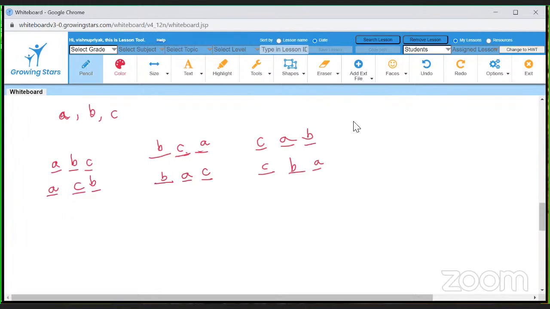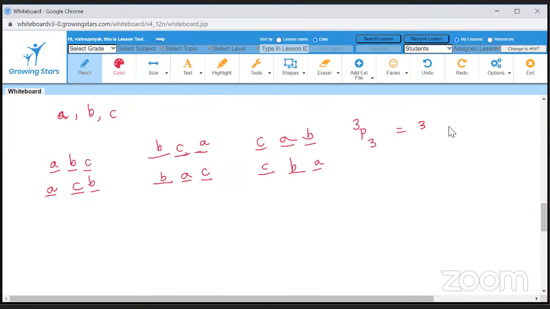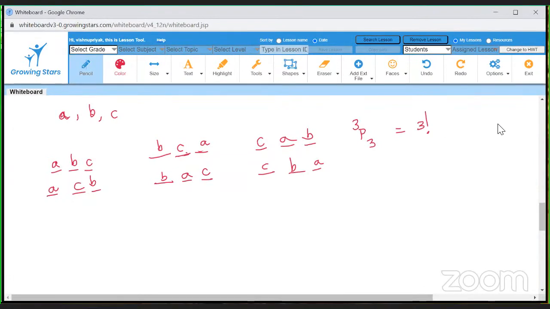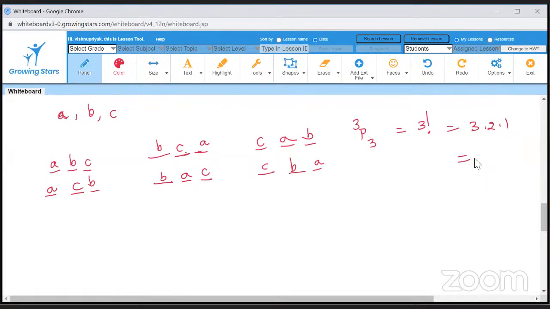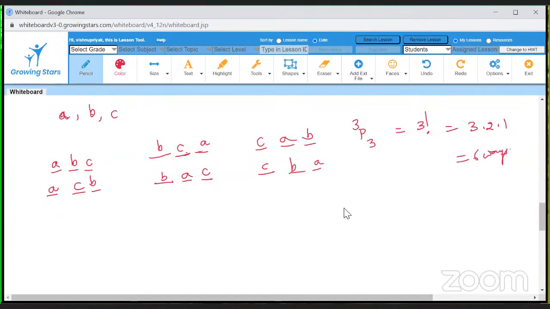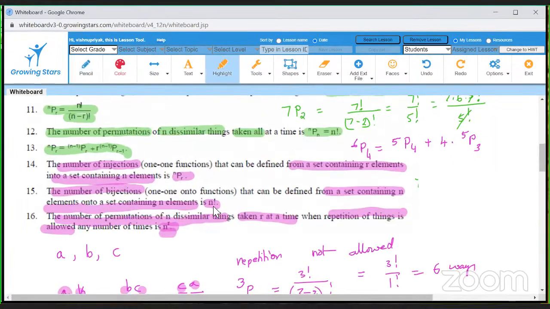That means total 3 things, and I'm taking all the 3 things. So that can be arranged in 3 factorial, that is 3 into 2 into 1, that is 6 ways. This is only the 15th formula, n factorial. I took 3 factorial.